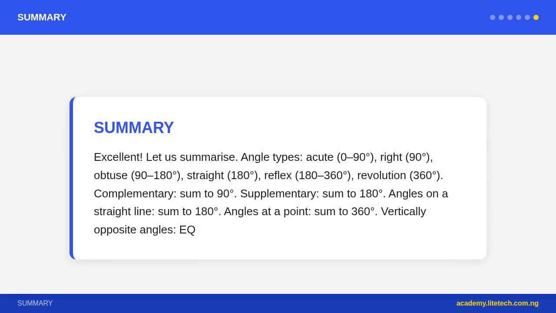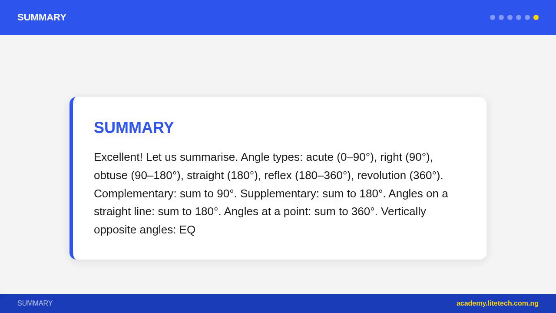Excellent. Let us summarize. Angle types: acute is 0 to 90 degrees, right is 90 degrees, obtuse is 90 to 180 degrees, straight is 180 degrees, reflex is 180 to 360 degrees, revolution is 360 degrees. Complementary angles sum to 90 degrees. Supplementary angles sum to 180 degrees.